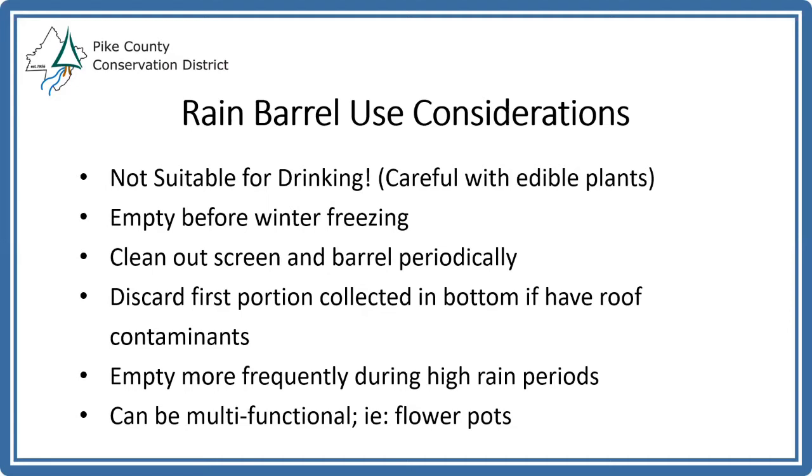And if you're worried about roof contaminants, when you first set up the rain barrel, the very first portion that's collected in the bottom, you might want to just drain off and not use for anything. You want to just discard it in case you're worried about anything coming off your roof that very first time. And if you have high rain periods coming through your area, you want to empty it more frequently so that it doesn't overflow and you don't have backup issues with your downspout.